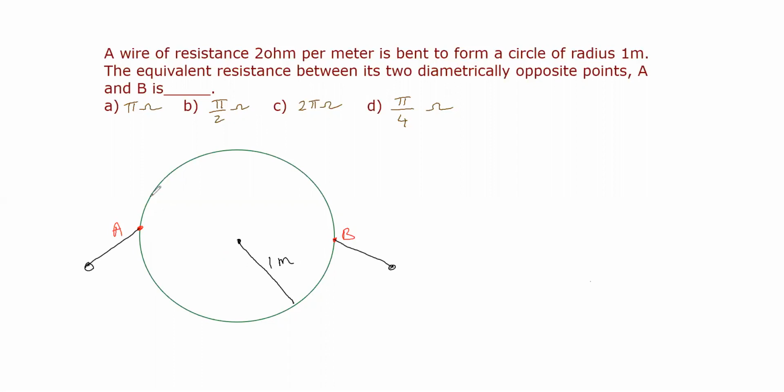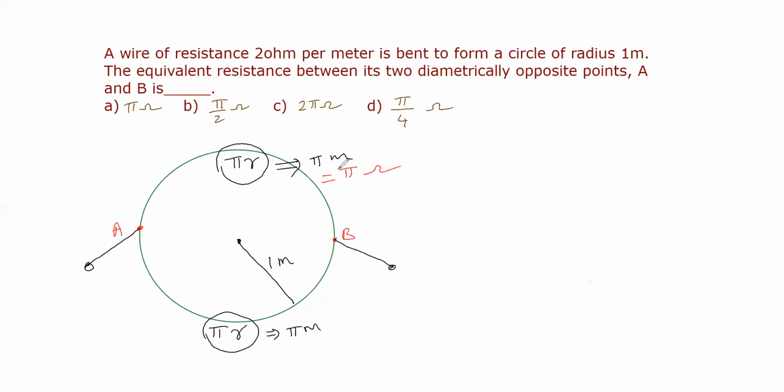That means here this is half of the circle. Half of the circle's length is pi r meter. So this is pi r meter and this is pi r meter. Here r is equal to 1 meter, so this length becomes pi meter. Similarly, here also r equals 1 meter, so the length becomes pi meter. Given that the resistance of 1 meter wire is 2 ohm, so pi meter wire resistance becomes 2 pi ohm.